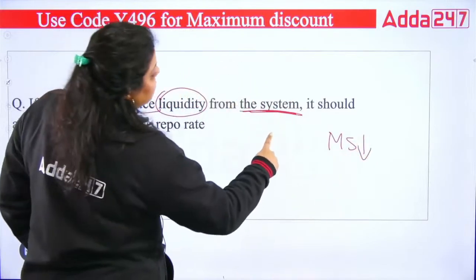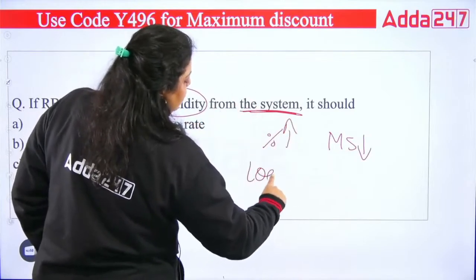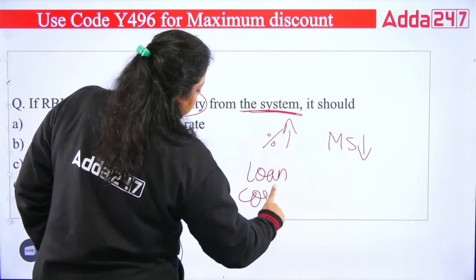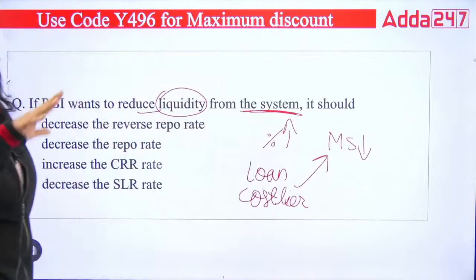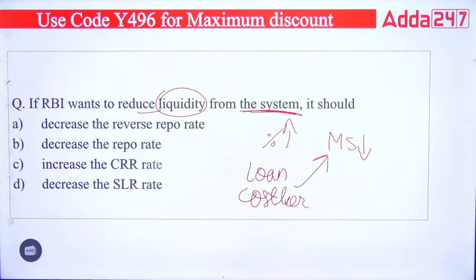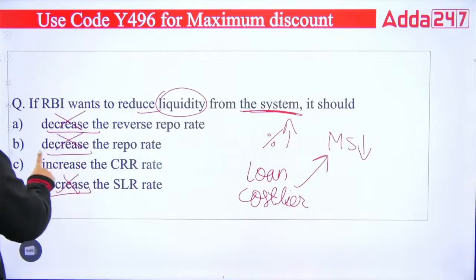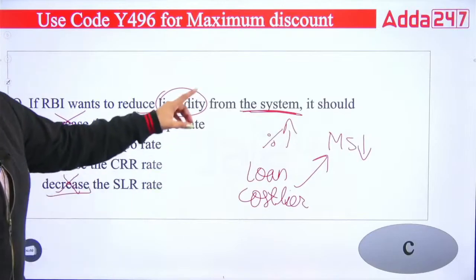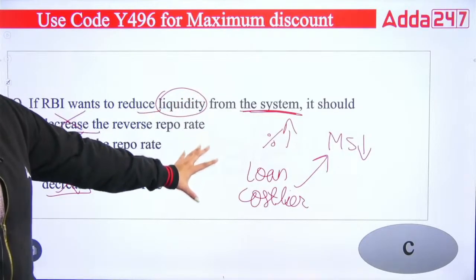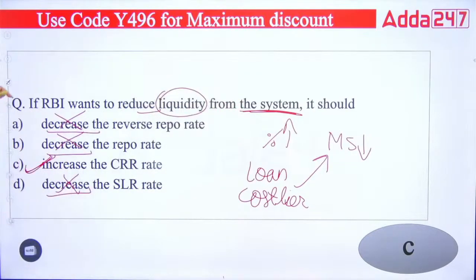Now, if RBI wants the money to be less in the economy, what has to be done? RBI has to increase the policy rates. When RBI increases policy rates, then what happens? The loan will become costlier for the public, and when the loan is costlier, the money supply with the public will automatically reduce. Okay, so what has to be done? Decrease reverse repo rate, decrease repo rate, decrease SLR? No, RBI has to increase the CRR. It means the C option is correct. Because when you increase the policy rates of monetary policy, the loan becomes costlier, and then the money supply will automatically be controlled. So the right answer is C.